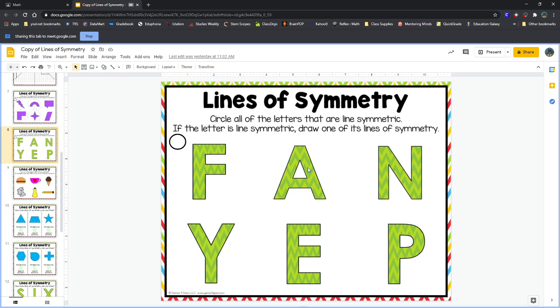In the middle of the A. So if I draw a line starting from the top of the A, going down to the bottom, I would have two congruent sides, two equal sides, same size and the same shape. So the letter A does have a line of symmetry.